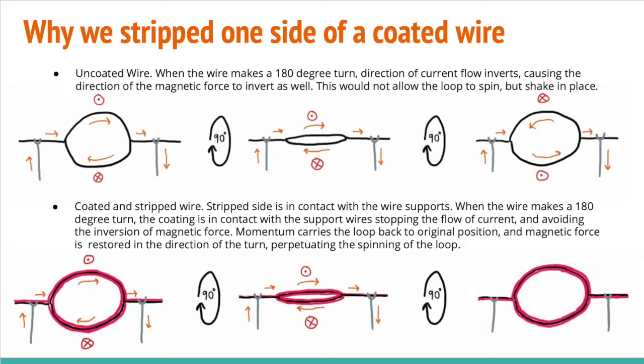With a coated and stripped wire, the stripped side is in contact with the wire supports, but when the wire makes a 180-degree turn, the coating is in contact with the support wires, stopping the flow of current. This stopping of current makes the magnetic force no longer applied, and momentum carries the loop until the uncoated side is in contact with the supports again, restoring current and the magnetic force.